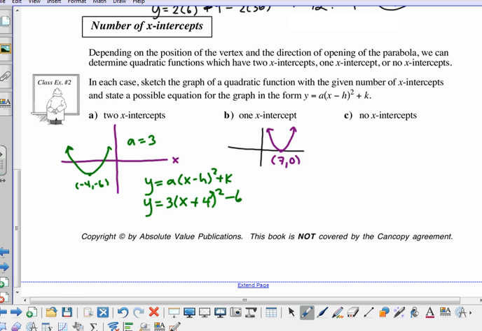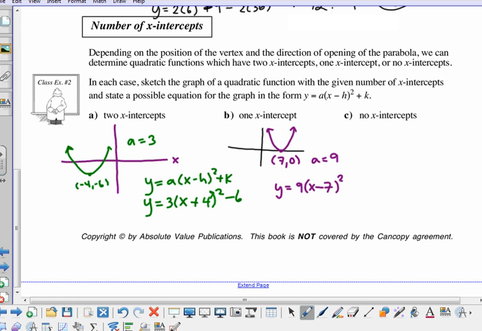And it doesn't matter if it opens up or down. So give me any a value. In this case, it's opening up, so let's give a positive one. Give me, sure, 9. So let's write the equation. Y equals 9(x minus 7) squared plus 0. There you go.